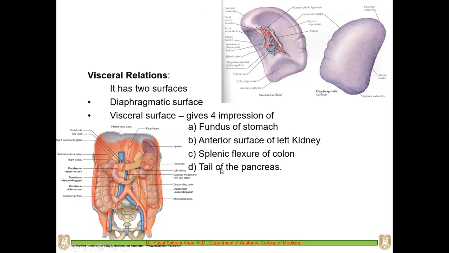Then you can also see the tail of the pancreas. Here is the tail of the pancreas. A very important relation is the tail of the pancreas. The tail of the pancreas will be in relation to the spleen. This is very important, especially when you are doing the splenectomy.